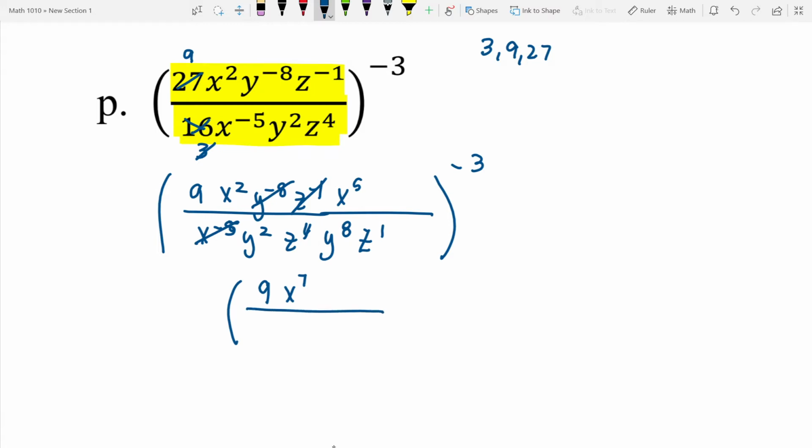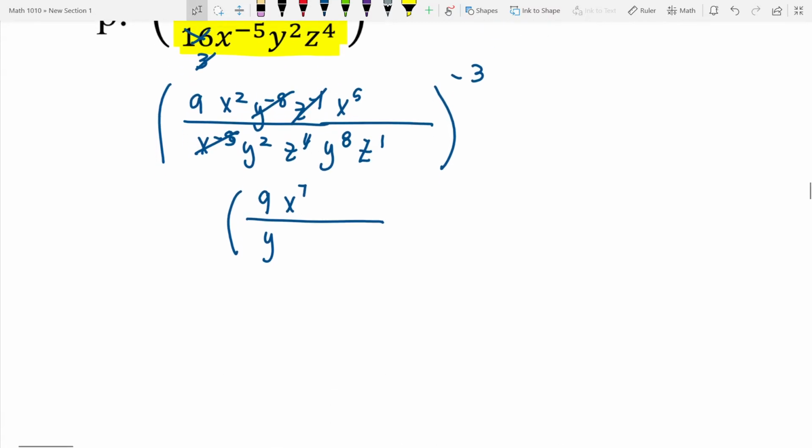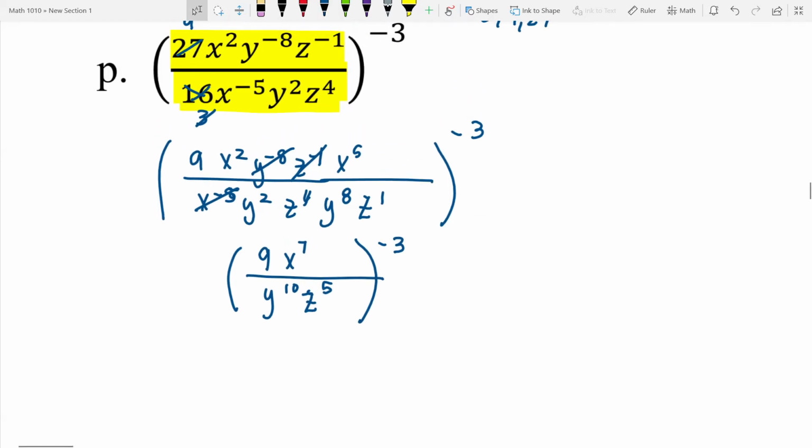On the bottom I have a y to the, can you tell me what that exponent is, everybody? What are my y's on the bottom right now? It is 10. Yeah, 8 plus 2 is 10. And then the z's are 4 and 1 for a total of 5. That whole thing is raised to the -3rd. Okay, so all I've done is simplify the inside. Who says gotcha? Doesn't that inside look so much cleaner than it did to begin with, right?